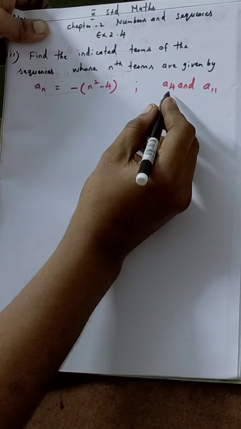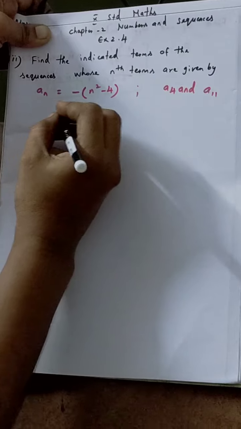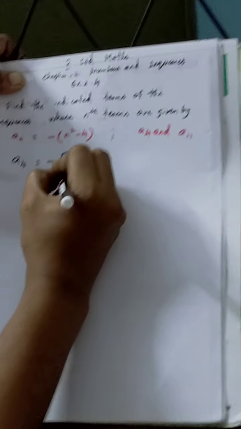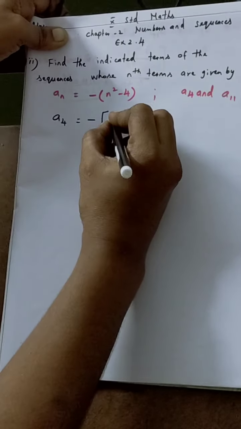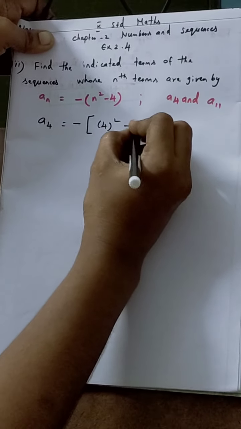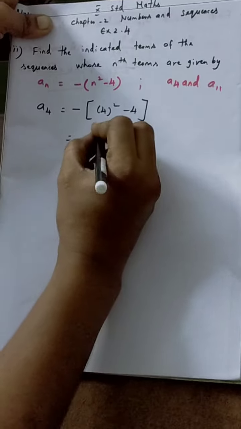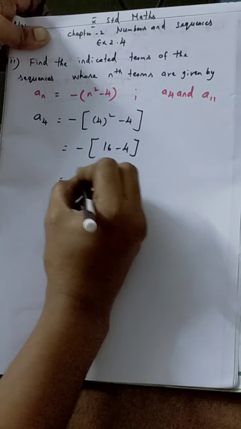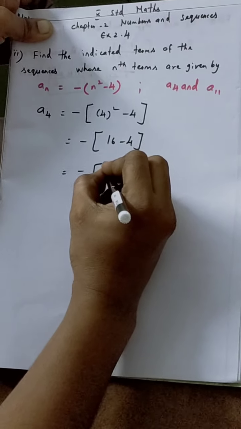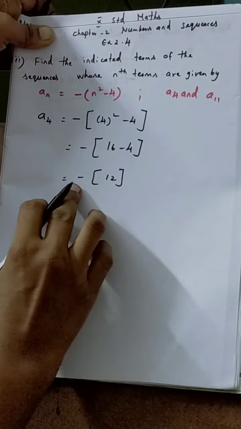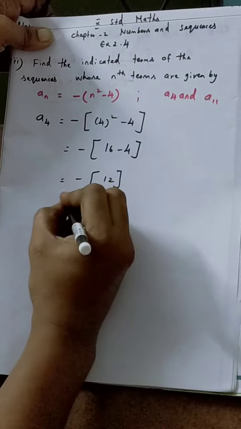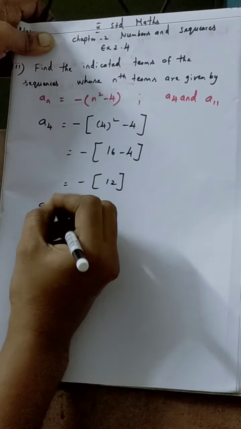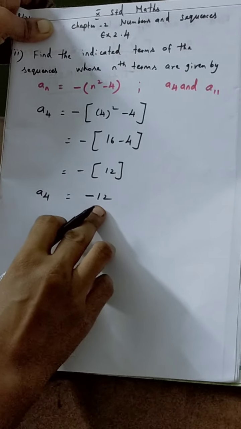First, n equal to 4 is given. Substitute in this general form: a4 equals minus, square bracket, n squared minus 4, close the bracket. So 4 squared minus 4: 4 fours are 16, minus 4 equals 12. Outside the bracket there is a minus symbol, so the answer is minus 12. So a4 equals minus 12.